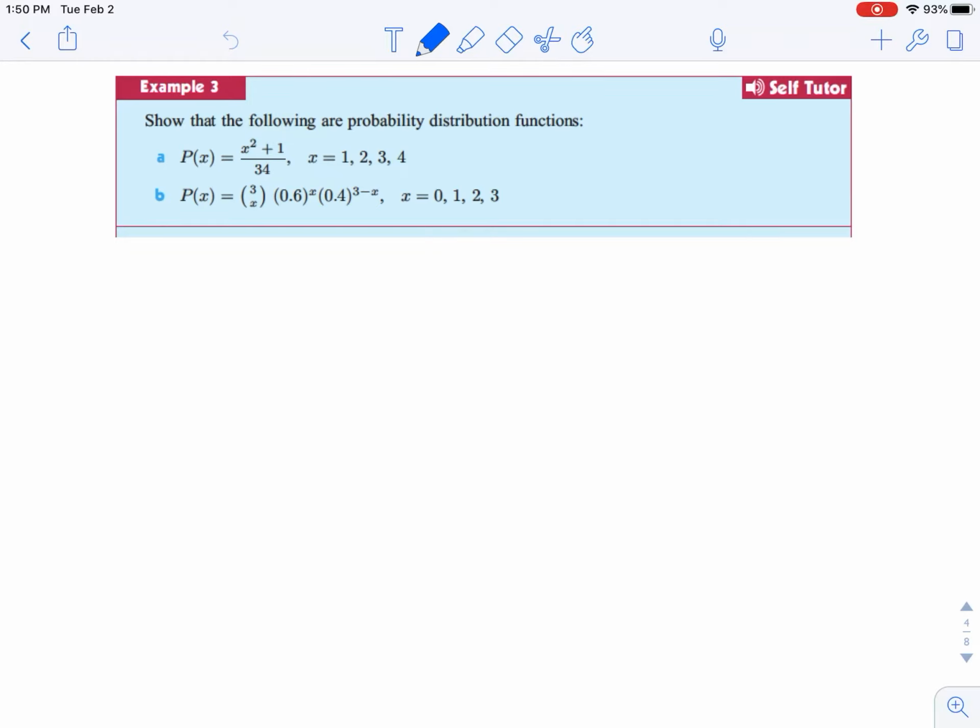In this video, we're going to be looking at example 3, and we will look at both parts. So in this one, it says, show that the following are probability distribution functions. In part A, we have a function that's going to generate probabilities for us. It says the probability that x happens is going to be x squared plus 1 divided by 34. And then they tell us the values that are in our sample space. We could write it as x is equal to the set of numbers 1, 2, 3, and 4.